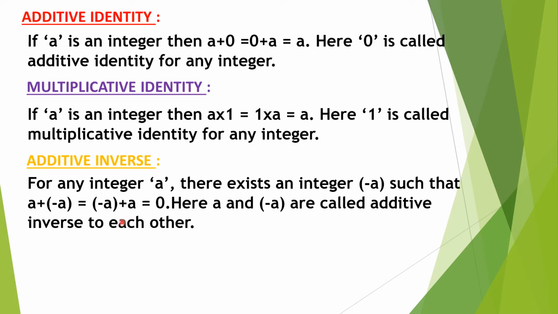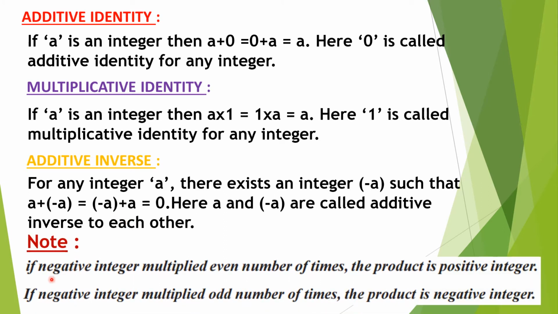Okay, let us see one more note here. If a negative integer is multiplied an even number of times, the product is a positive integer. If a negative integer is multiplied an odd number of times, the product is a negative integer. Okay, these two are very important notes.